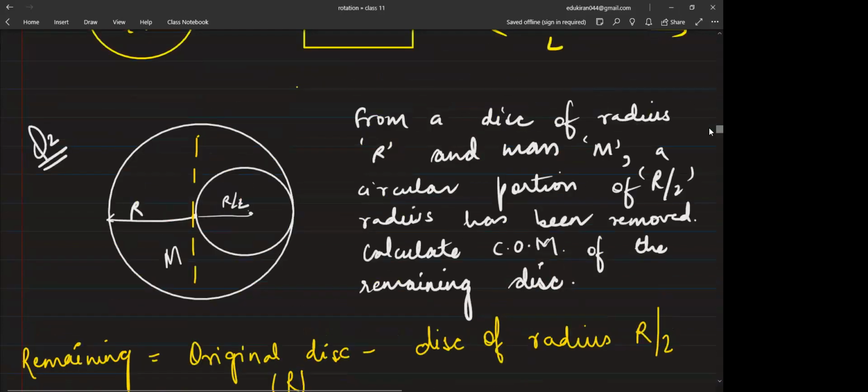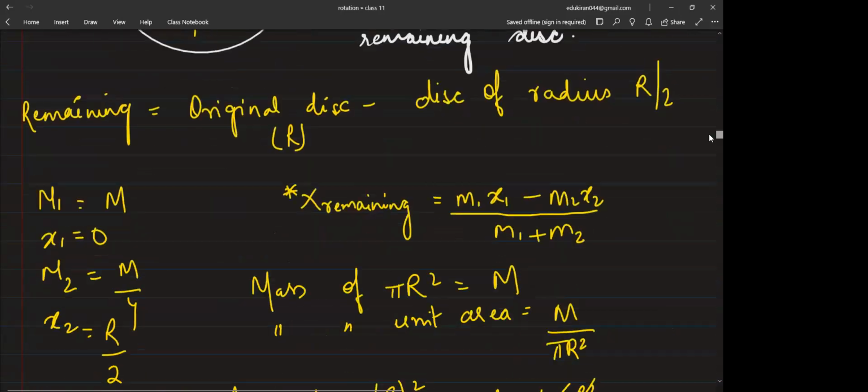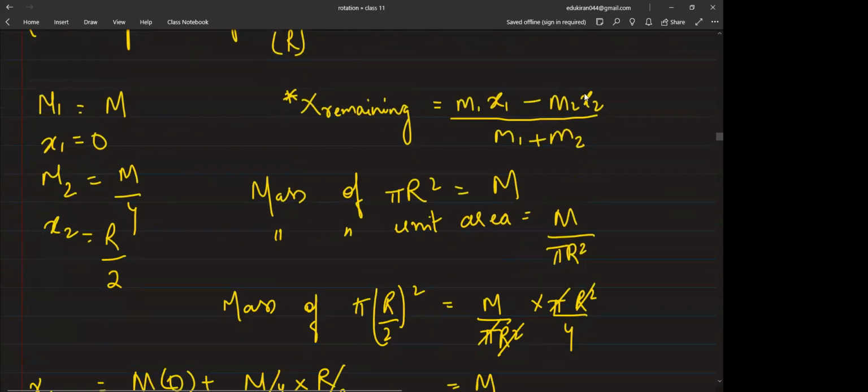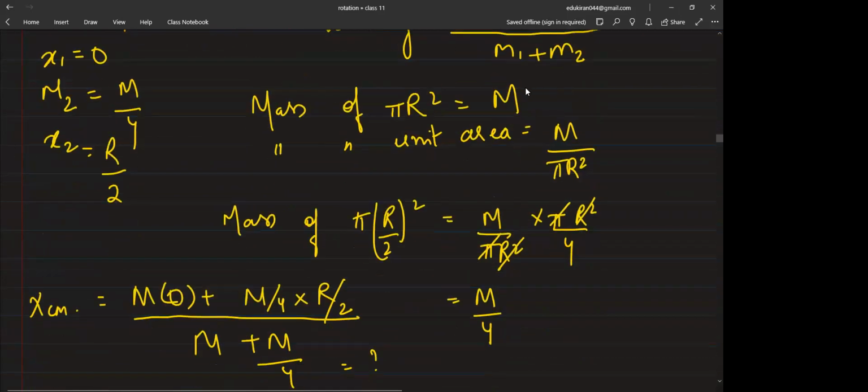We have a bigger disk. We have to cut a smaller portion of r by 2. So this is the formula: M1 X1 minus M2 X2 divided by M1 plus M2. Now, mass of pi r square is M. Mass of the unit area is, yes, I am explaining it again, Zainab. So mass of pi r square. What is pi r square? Pi r square is the complete bigger disk. So its area is pi r square, and the mass of this is capital M. So for unit area, it will be M by pi r square.